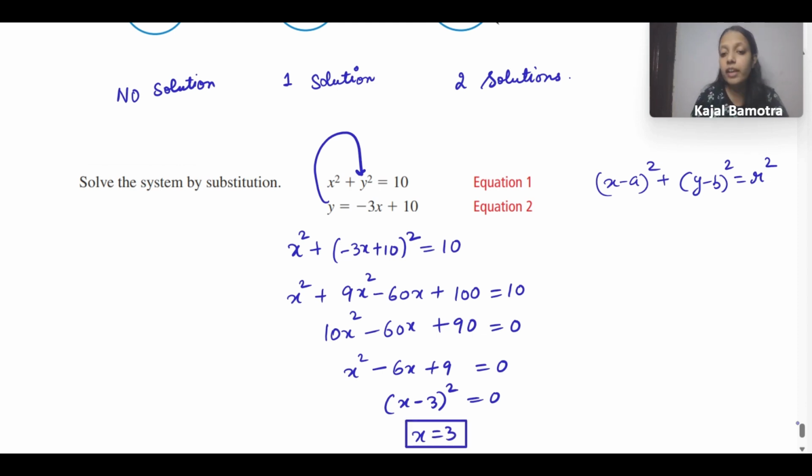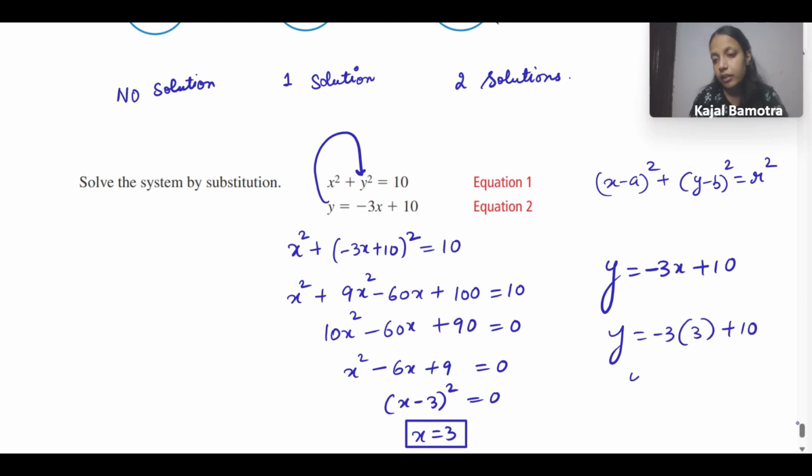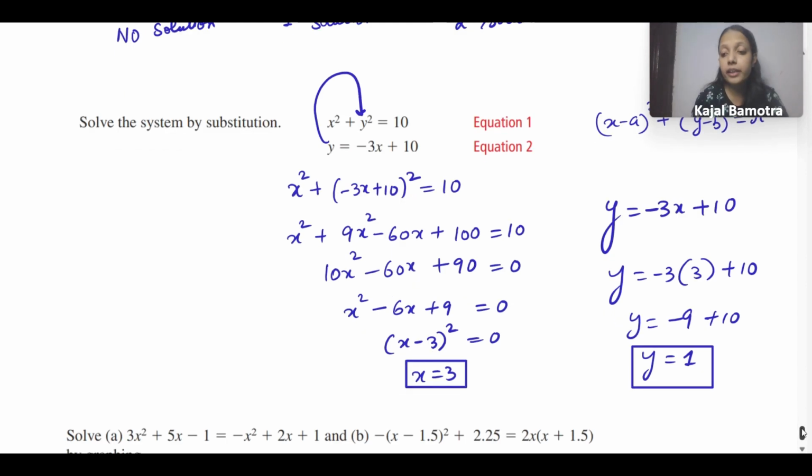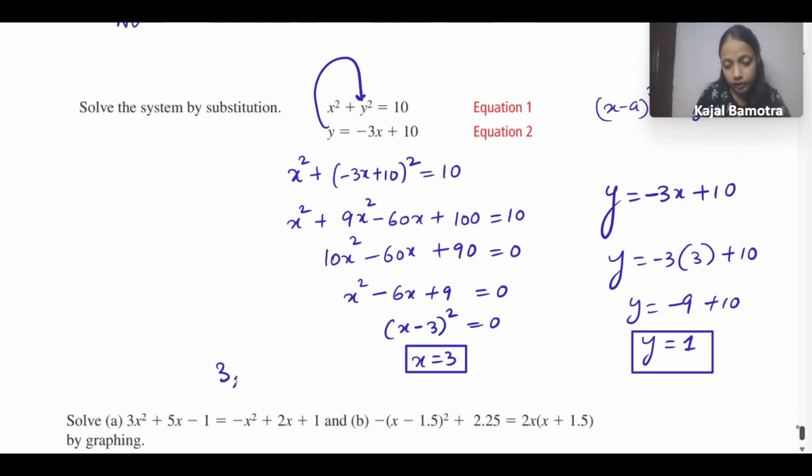As you got x is 3, substitute here. y equals negative 3x plus 10. x is 3, so negative 9 plus 10. So y equals 1. So the answer is (3, 1). (3, 1) is the solution.